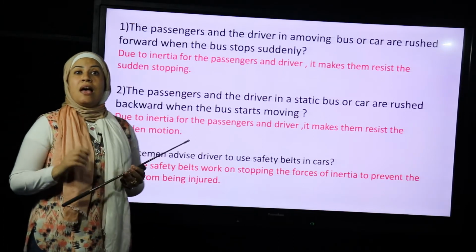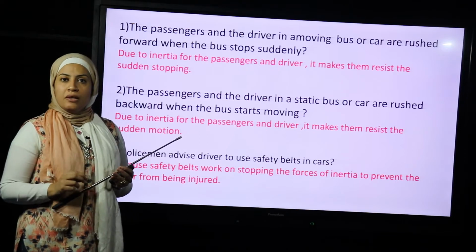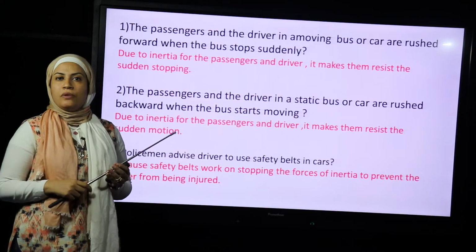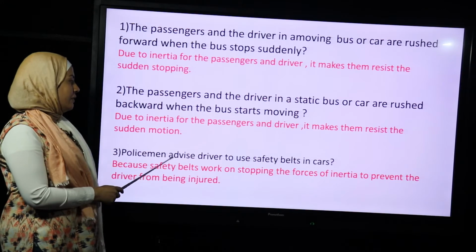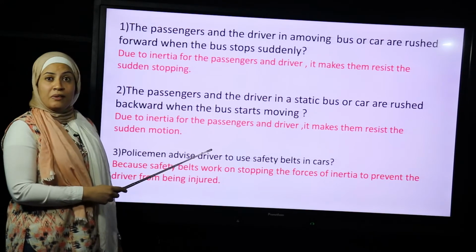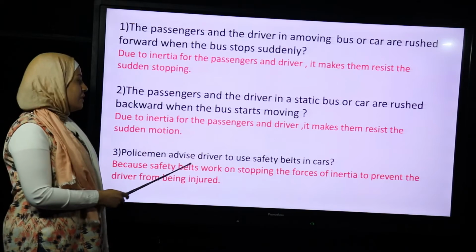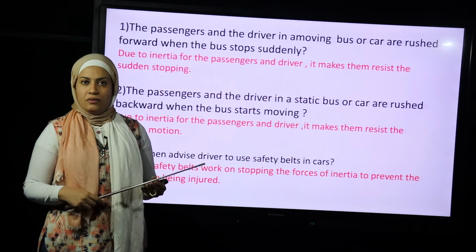So there is a very important application, a device we use to avoid the effect of the inertia force, which is the safety belt. The policeman advised drivers to use safety belts in cars. Why? To be safe and to stop the force of inertia, to prevent accidents.